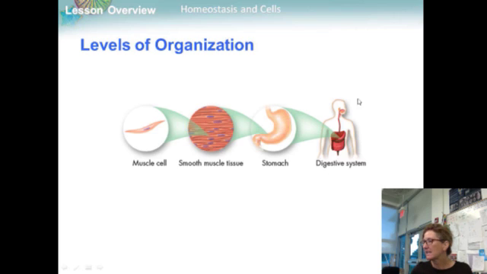A group of organs that work together to perform a specific function is called an organ system. For example, the stomach, the pancreas, the esophagus, and the intestines all work together as part of the digestive system. So the organization of body cells into tissues, organs, and organ systems creates a division of labor among the cells that allows the organism to maintain homeostasis.